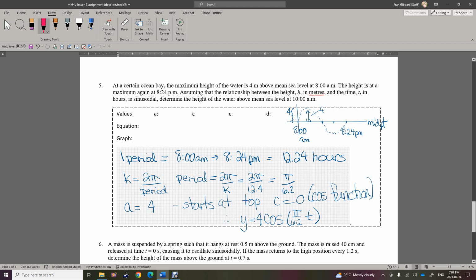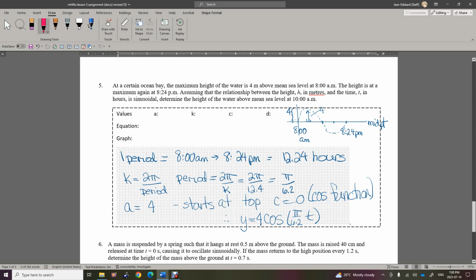We know that at 8 o'clock a.m. it starts and it repeats the cycle in 8.24 hours. So that means total is 12.24 hours. Now we know that K, again, is 2 pi divided by the period, and we have 12.24 hours. So our K is 2 pi over 12.4, which is pi over 6.2.